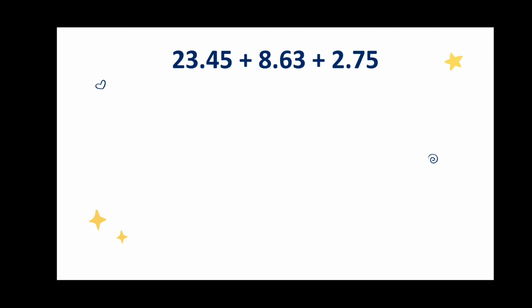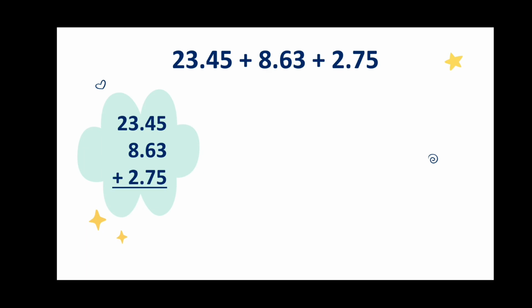So, from this one, naka-horizontal kasi ito, we're going to arrange them or line up vertically na dapat magkakapantay ang decimal point. So we have, first one is 23 and 45 hundredths, followed by 8 and 63 hundredths, plus 2 and 75 hundredths. So as you can see, magkakapantay ang decimal points. So, dapat ganyan ang gagawin natin before we add or subtract the given decimal numbers.